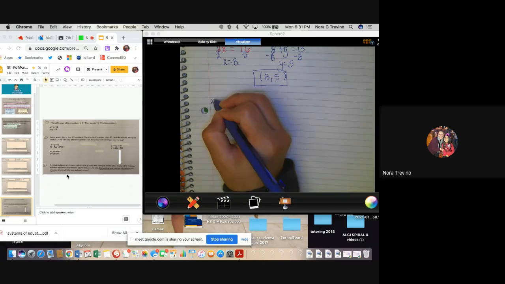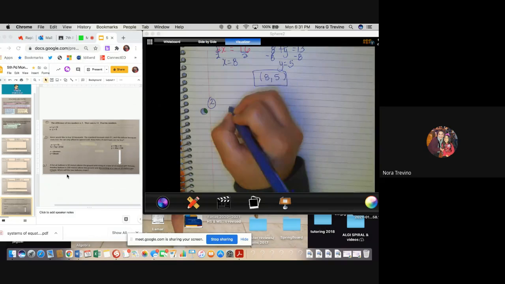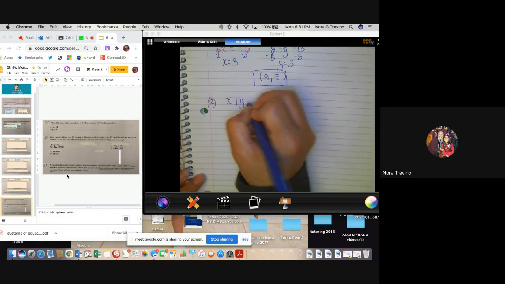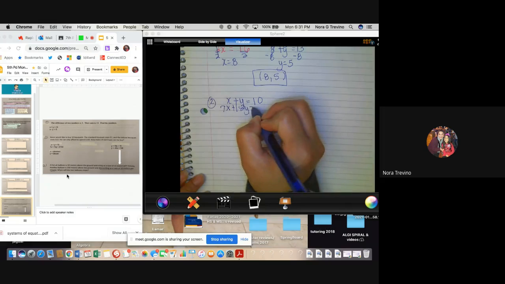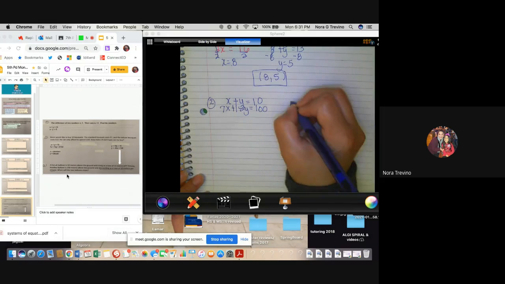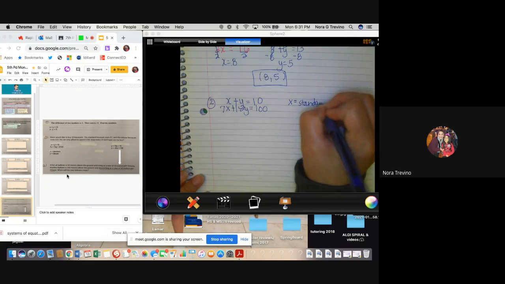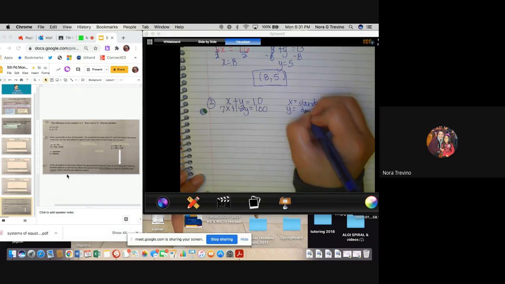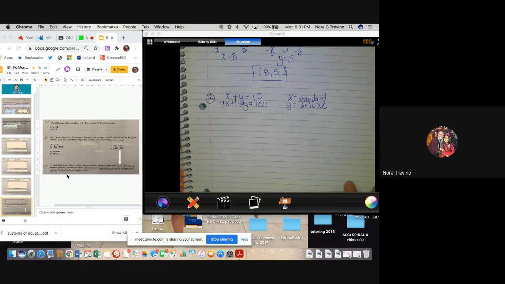Number 2. Well, number 2 on the last slide. Our system was x plus y equals 10 and 7x plus 12y equals 100. And here we said that x was the standard bouquets, I believe, and that y represented the deluxe. So if it's in standard form, then that means that I'm going to use elimination, okay?